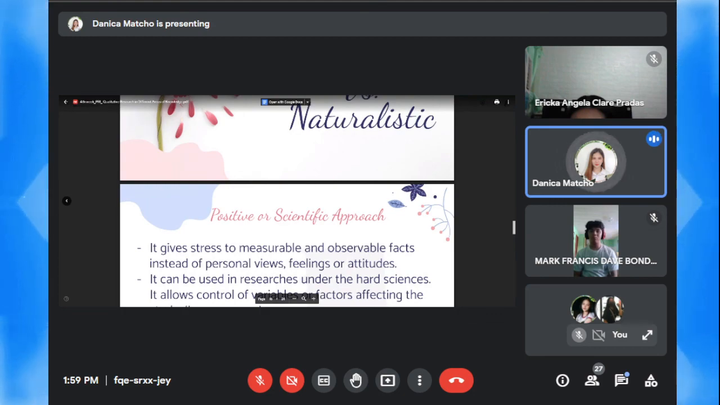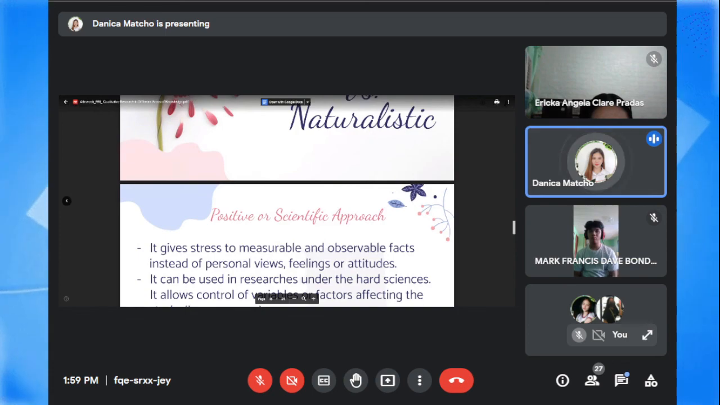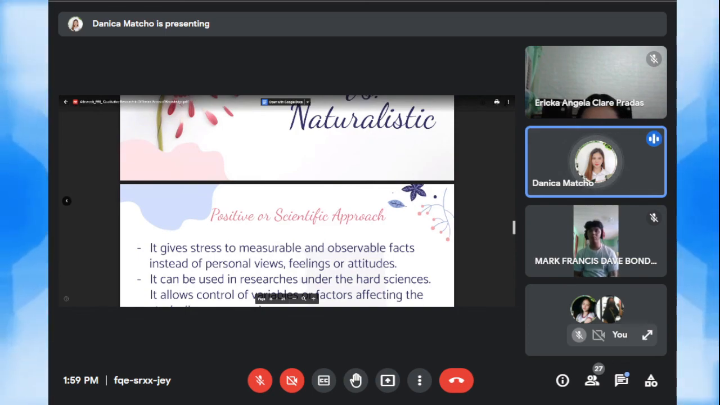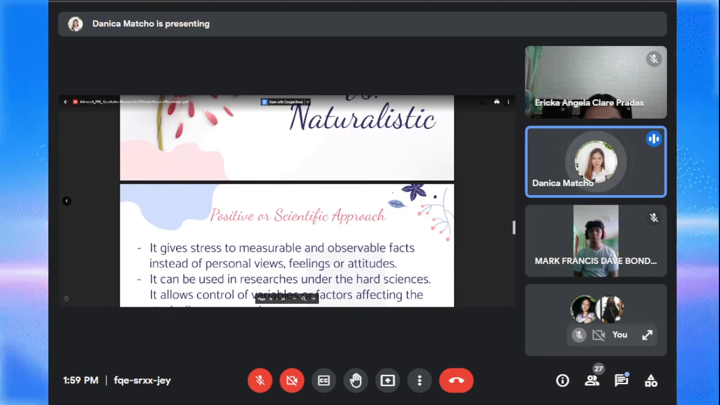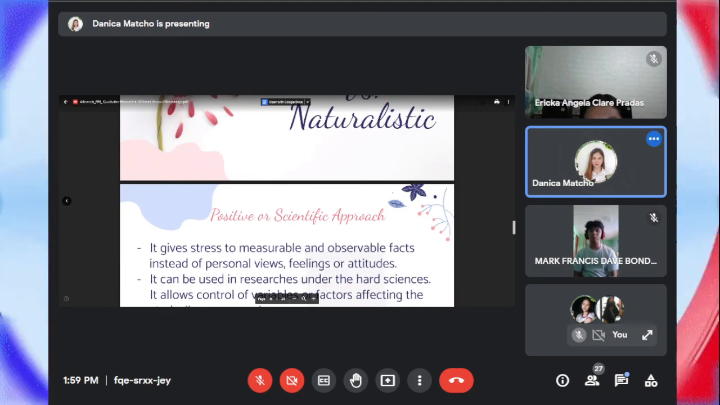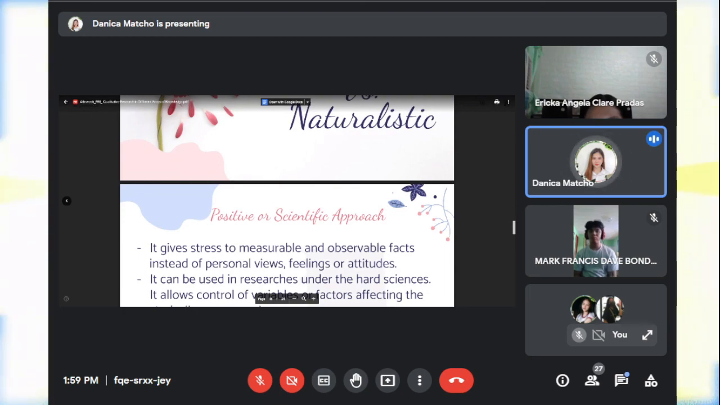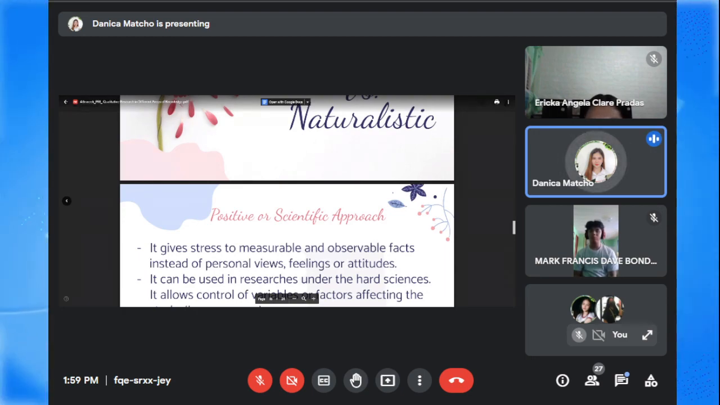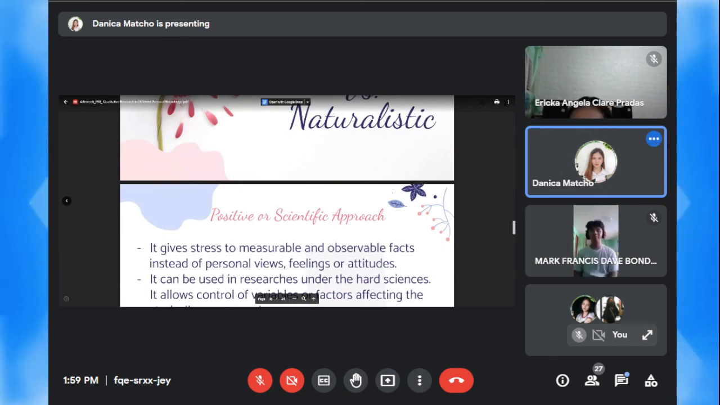Now, is it possible ba, ma'am, na sa isang research paper, we will be using two approaches? So, that's possible, guys. May mga times na sa isang research, you will be using two approaches, which is naturalistic and then scientific approach. And we call it triangulation. Are we clear? Are we clear so far?